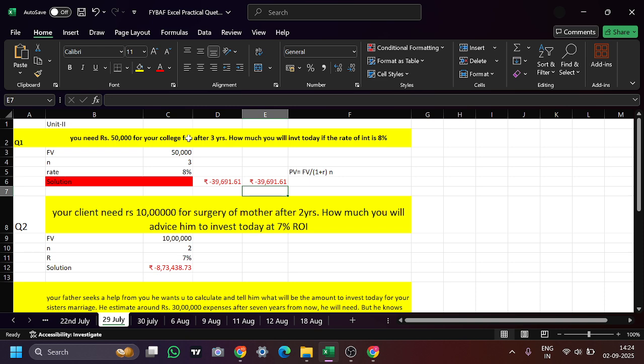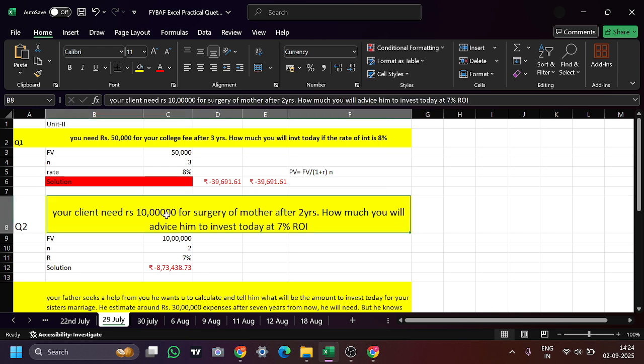You will get the value as 39,691.61, the value of 50,000 after 3 years. The current value of 50,000 is what here, 39,000. So this is a present value sum. Then let's go for the next sum.